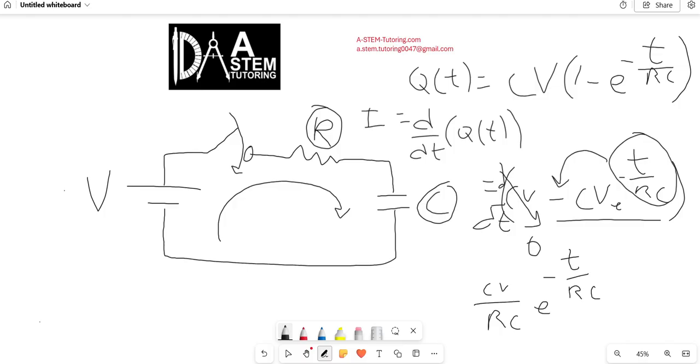So let's think about what this tells us physically. At time t equals 0, the instant you close the switch, that means the instantaneous current is CV over RC. As time progresses, the current drops off, eventually leading to 0 as t approaches infinity, which makes sense because once the capacitor is fully charged, current will not flow anymore.